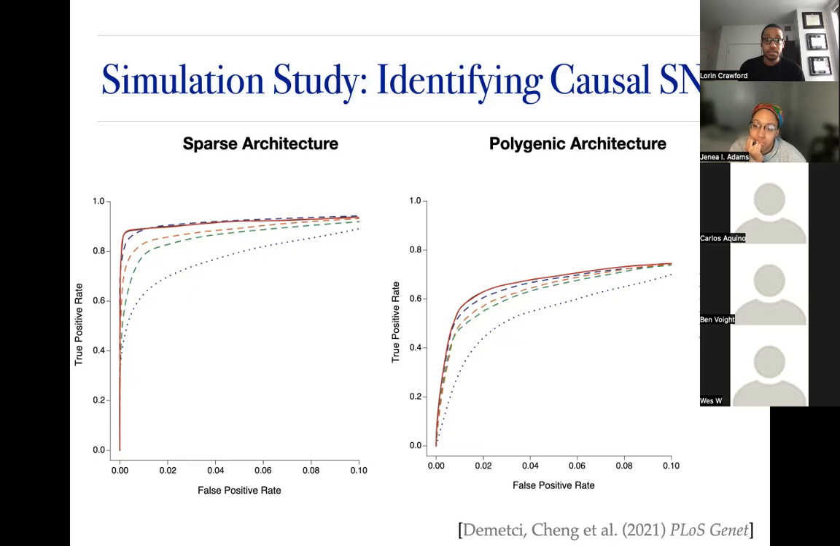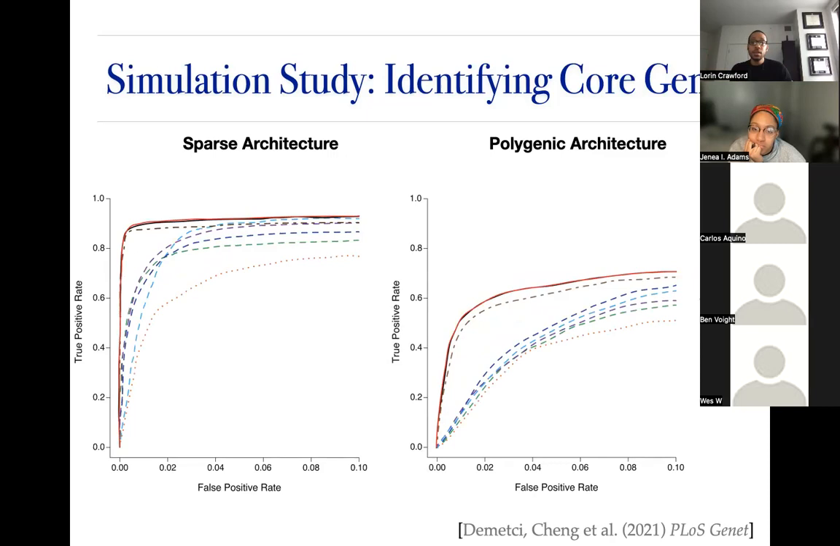We can then think about the same kind of architecture in the context of gene SNP sets, and so identifying core genes in our simulation scenarios. Again, the same kind of idea works in the sparse and polygenic architecture. You can see how robust the BANNs models are in this particular scenario.